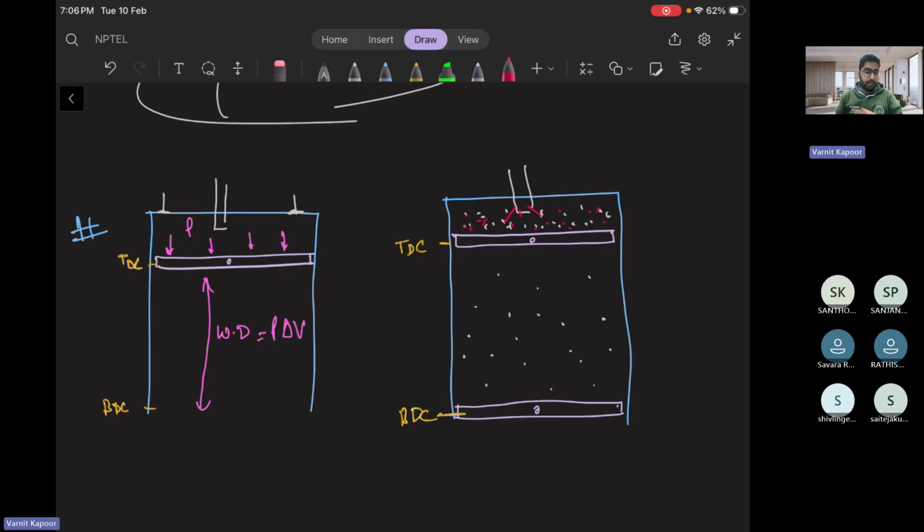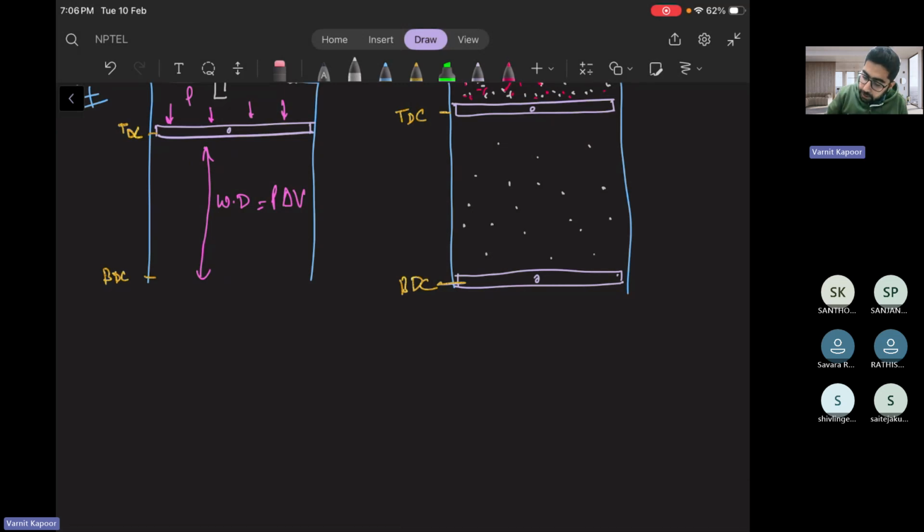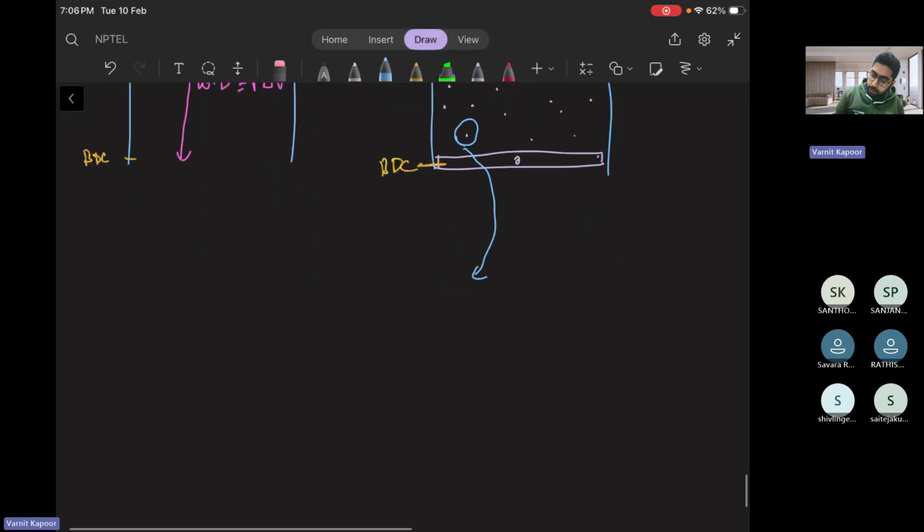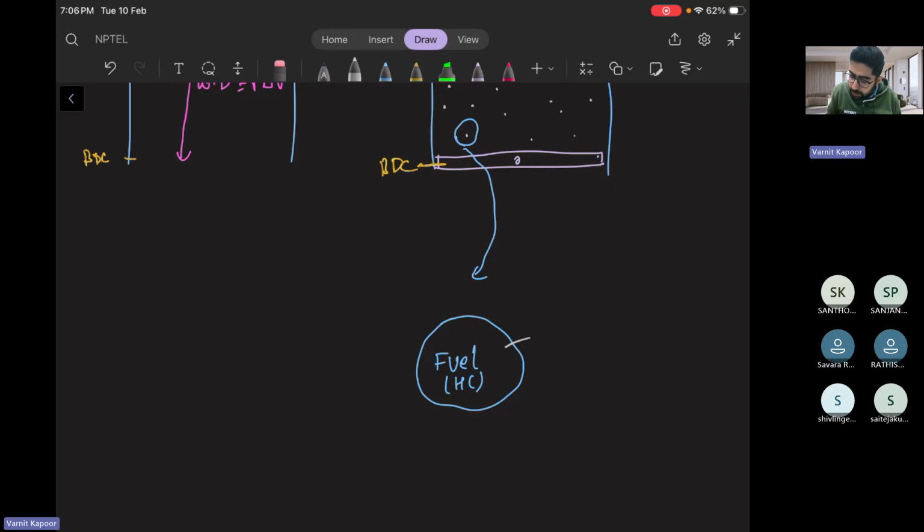Now what happens in this scenario? Suppose you had a fuel particle during the suction. Let us zoom it out. Fuel is nothing but hydrocarbon, and it is an air fuel mixture. So eventually air is also there. It's a mixture of fuel and air. So the fuel is surrounded with air.